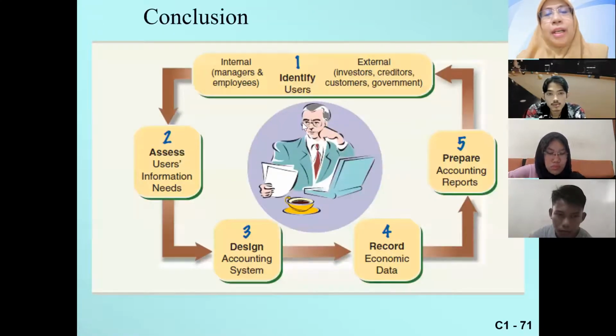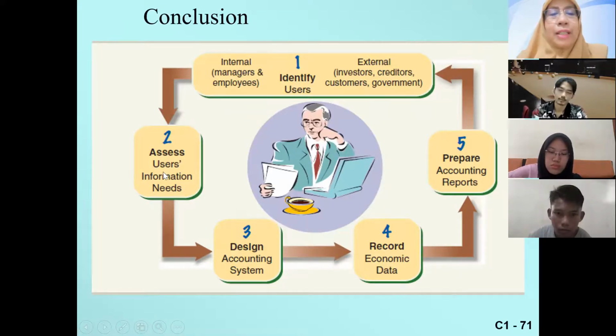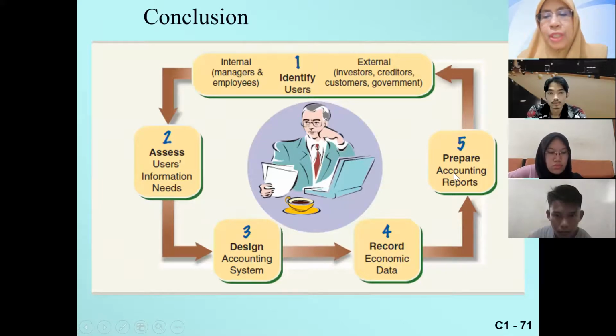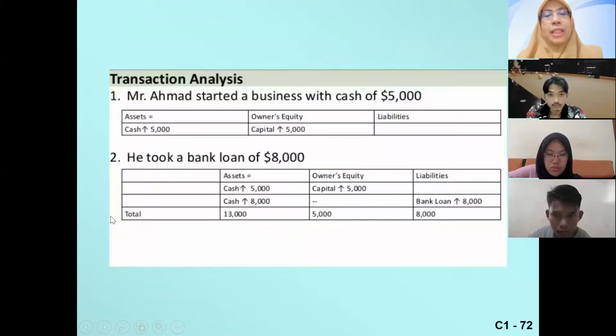Okay, so in accounting, what we are going to do first is identify users, whether internal users or external users, and then identify their needs. Based on the needs, we are going to design the accounting system to be used to record economic data, called transactions, in order to prepare the reports. The reports will be used by the users. Okay, this is another example that we can see.